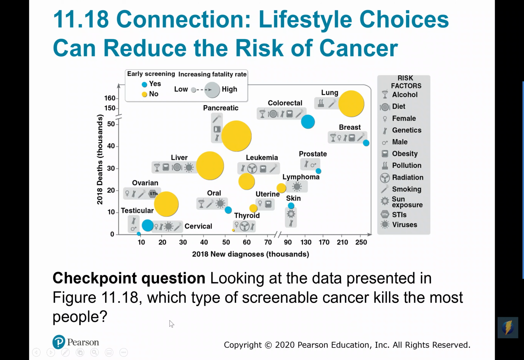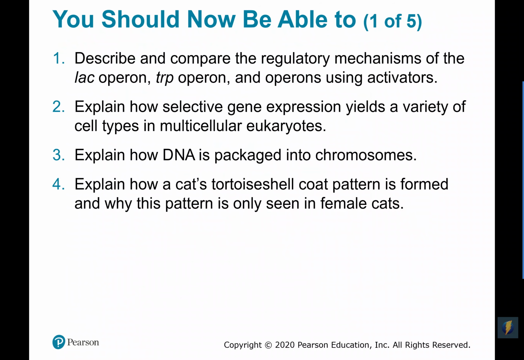And you can see, if we look at the data, the screenable cancer that actually kills the most people is colorectal cancer here. If we catch colorectal cancer early and screen for it properly, it greatly reduces your chance of dying from it. So definitely risk factors are something to consider in terms of cancer. It's not just genetics.